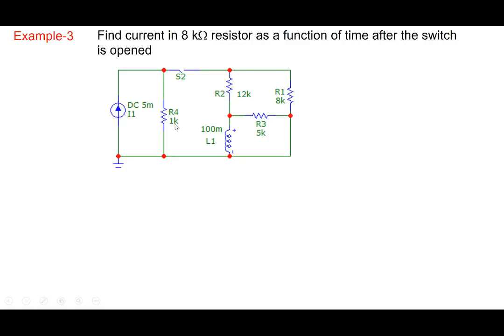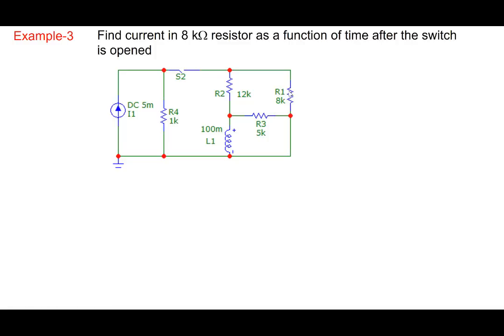So this is a slightly complicated circuit. We want to find out the current in the 8 kilo ohm resistor here, this one, as a function of time after the switch here is opened, right? Initially the switch is closed for a long time, and then suddenly the switch is opened. And now we want to know what is the current here. Note our interest directly is not in the current in the inductor. Our interest is in the current in the 8 kilo ohm resistor here.